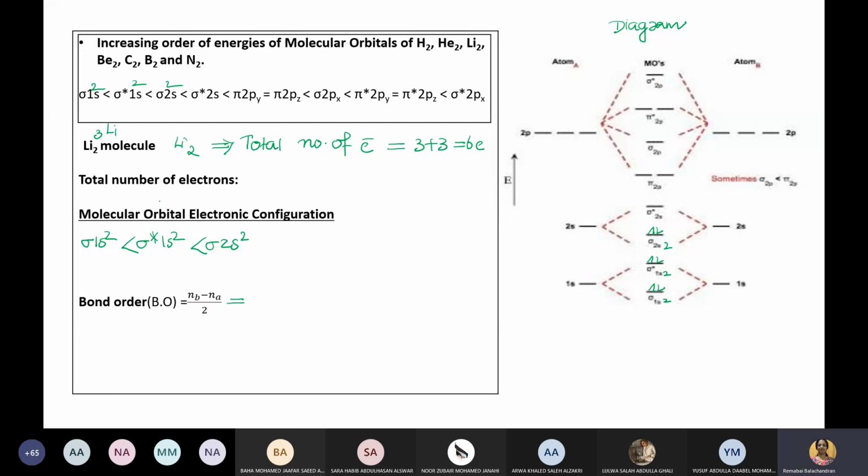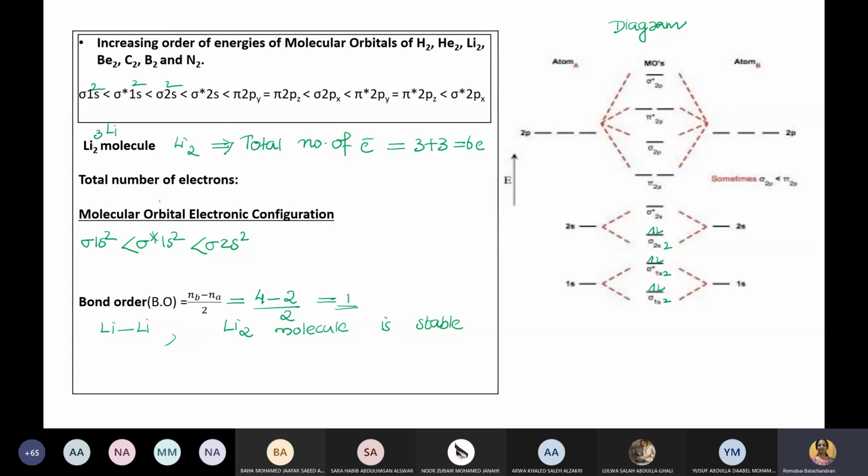Bond order is (Nb minus Na) over 2. Nb total, how many electrons are there? 4. Antibonding, how many electrons are there? 2. So it's 1. So what is the meaning? One bond is there. So is Li2 stable or unstable? The Li2 molecule is stable.